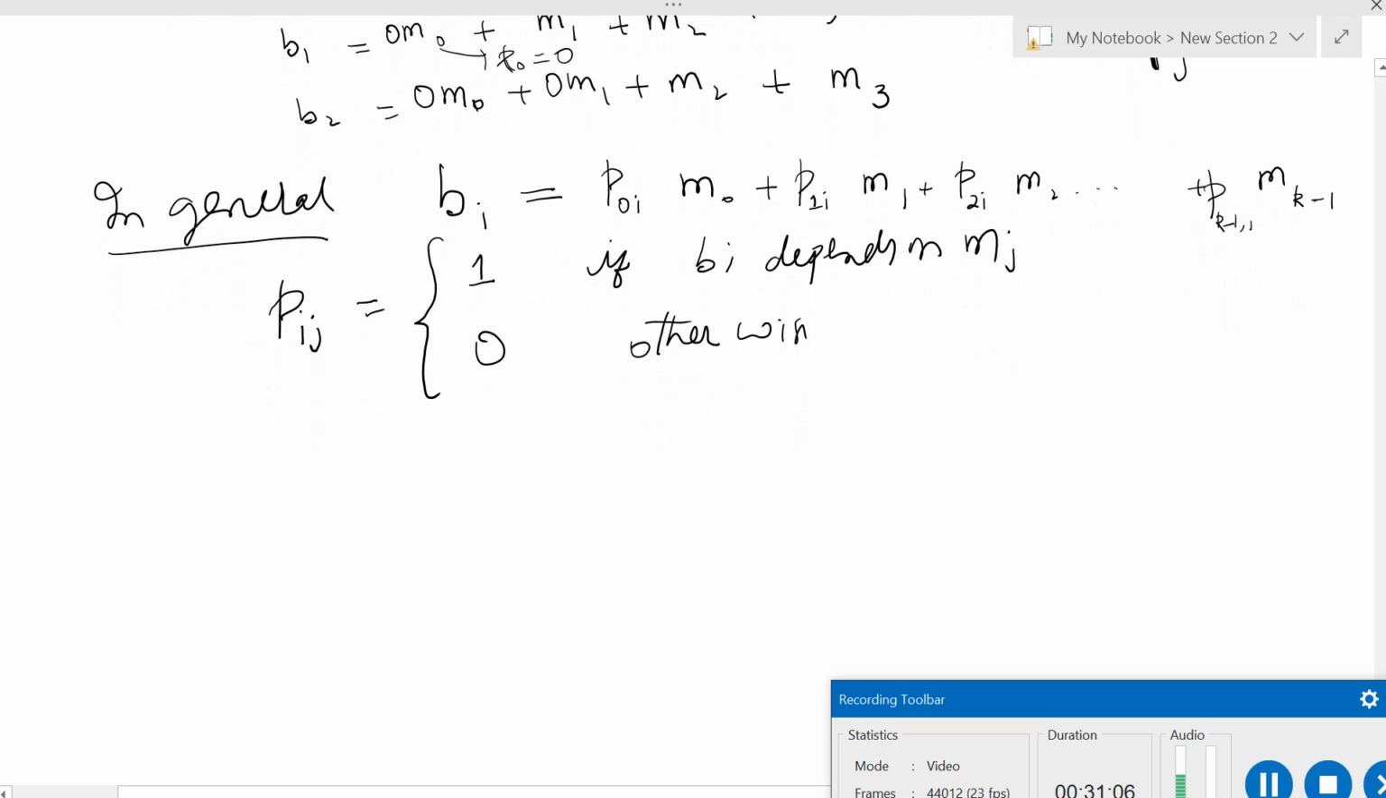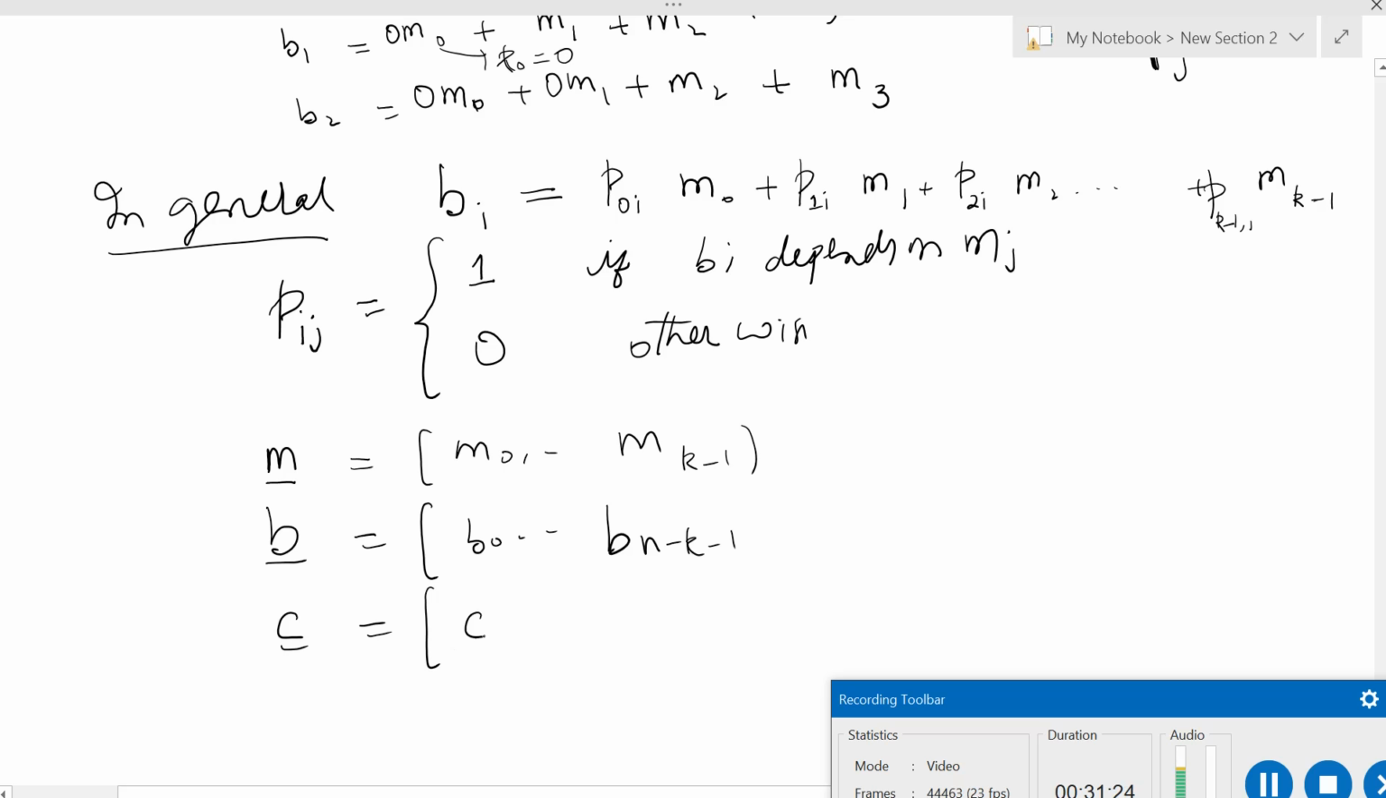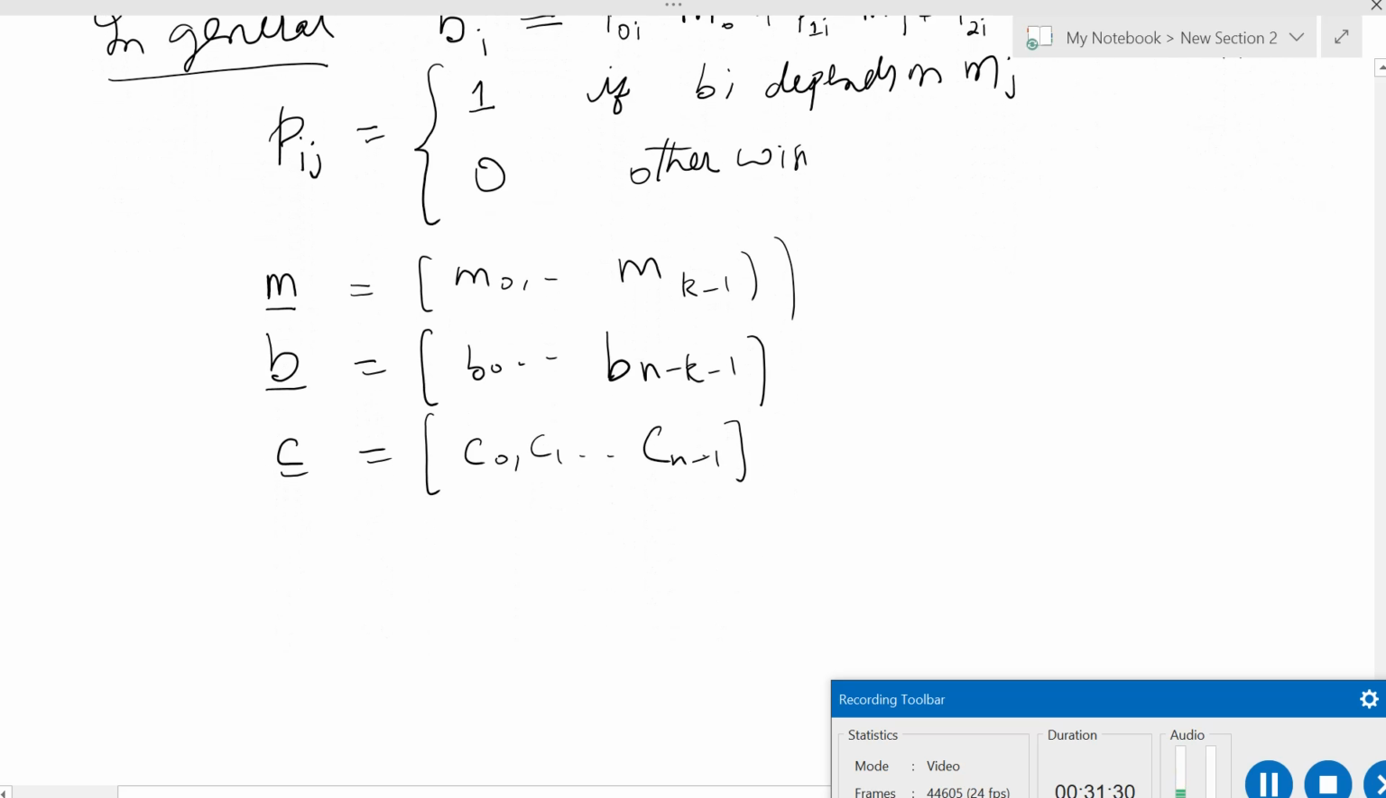But before that, we now have three things: message vector, right? I again recall M0 to Mk minus 1. Parity bits are generated as the above procedure: B0 to Bn minus k minus 1, and code word bits as C0, C1 to Cn minus 1. Okay.